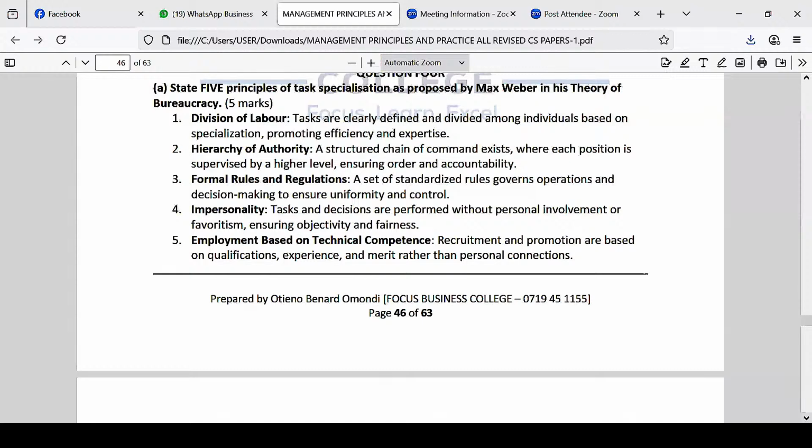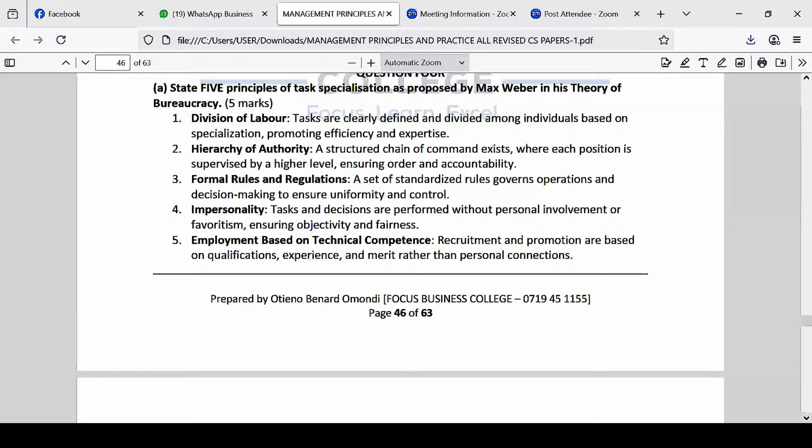Then number four is what? Impersonality. So tasks and decisions are performed without personal involvement or favor, ensuring objectivity and fairness. Max Weber also said that anytime you're given a job to do, be impersonal. It means don't do a job looking at the benefit you get from it. For example, if I'm doing procurement and I talk to a supplier and say, in fact, I'll give you this tender, give me a kickback of 10%, that is a conflict of interest. So tasks and decisions are performed without personal involvement or favor, ensuring objectivity and fairness.